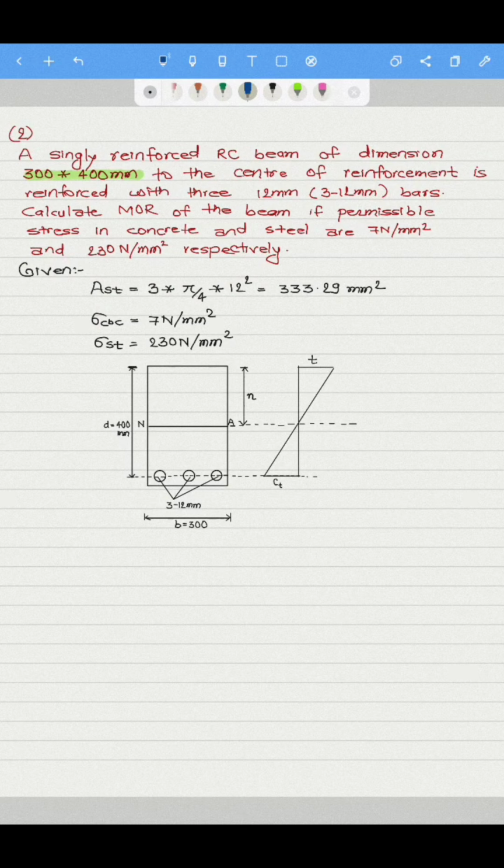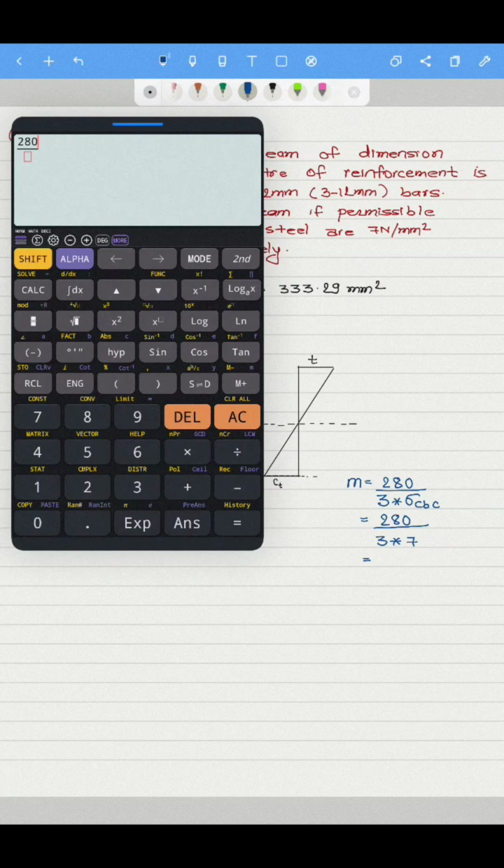Now what we can do here is find the modular ratio. What we know is modular ratio is nothing but 280 divided by 3 times sigma CBC. Sigma CBC means the permissible compressive stress of concrete due to bending. So it will be equal to 280 divided by 3 times the permissible stress of concrete that we are provided here, which is 7. So the value here is 280 divided by 3 times 7, that is 13.33.